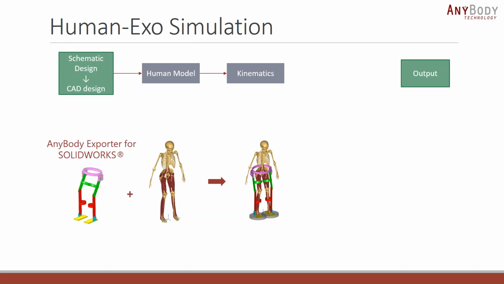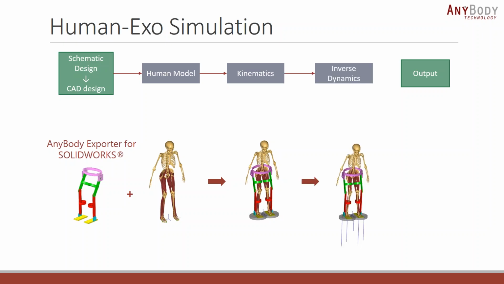And so there are two steps in kinematics. One is to actually assemble the exoskeleton onto the human body. And the second part is to impart a certain motion to the man-machine system, which is the motion you're interested in investigating. And once you have the kinematics in place, the next step is inverse dynamics, where you actually compute the different forces in the system. These would be muscle forces, joint reaction forces, and so on. And this finally results in the outputs that we saw in the previous slide.